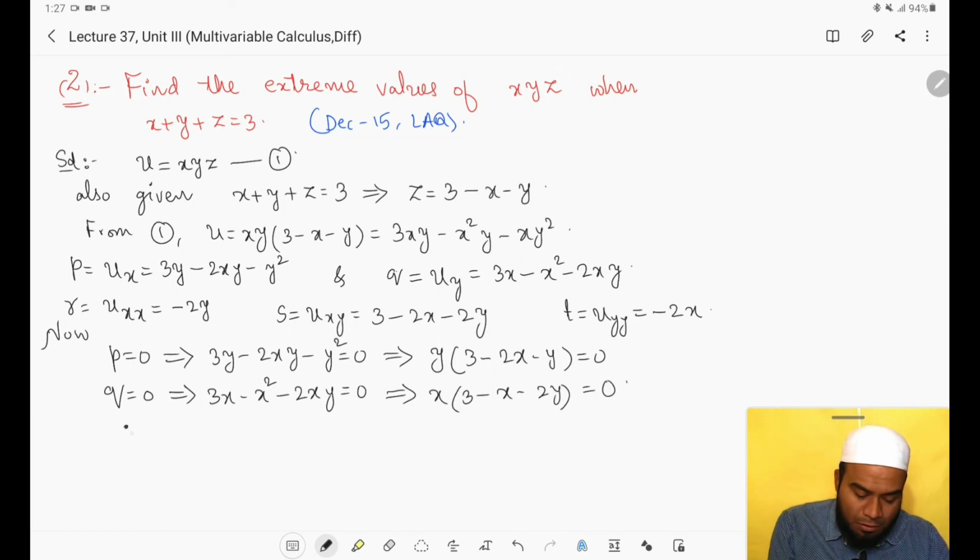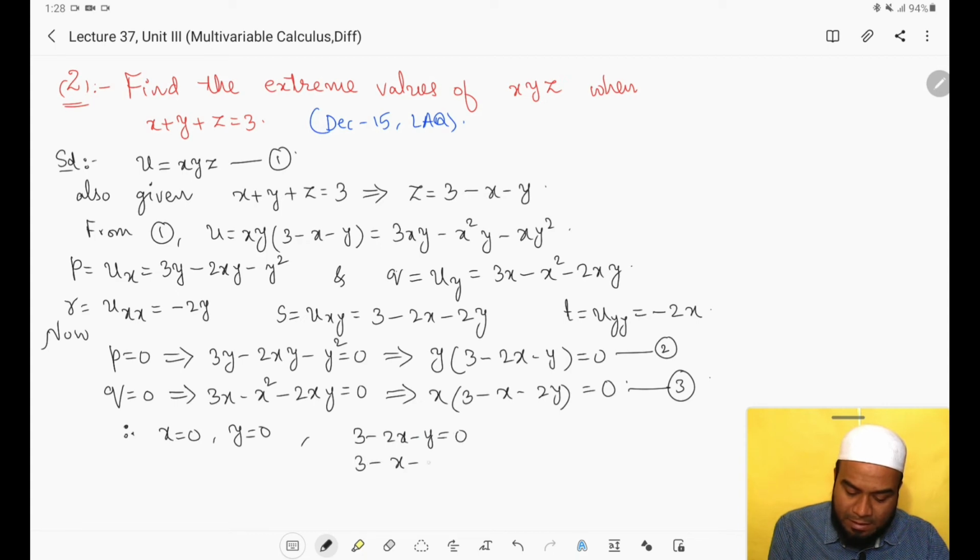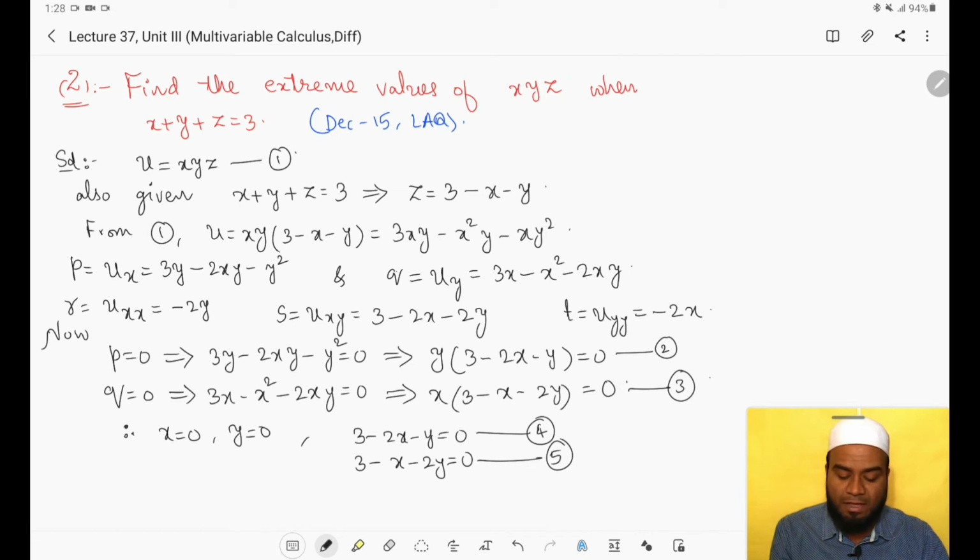Therefore, consider the first equation as 2 and the second equation as 3, right? Now from 2 and 3 we will get either x equals to 0, y equals to 0, or we will get 3 minus 2x minus y equals to 0, and the second equation is 3 minus x minus 2y equals to 0. We will get these two equations. Consider this as 4 and this as 5. Now we have to solve these two equations to get the values of x and y.